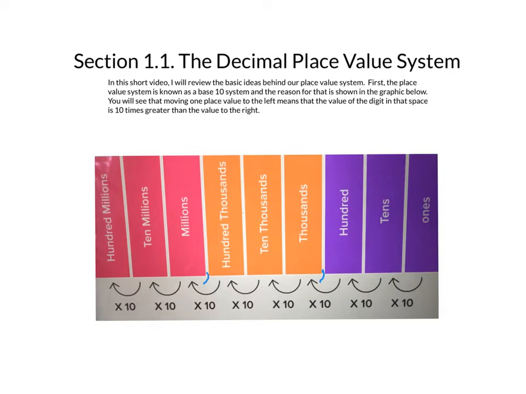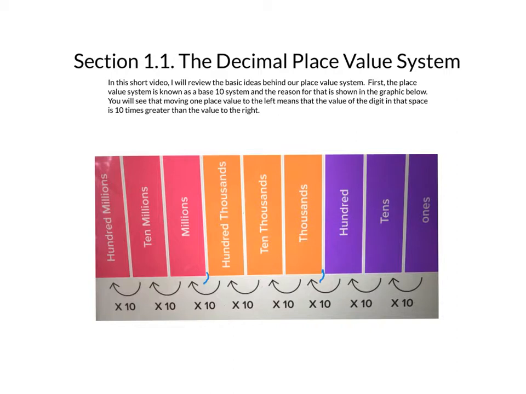Section 1.1, the decimal place value system. In this short video, I will review the basic ideas behind our place value system. First, the place value system is known as a base 10 system, and the reason for that is shown in the graphic below. You will see that moving one place value to the left means that the value of the digit in that space is 10 times greater than the value to the right.